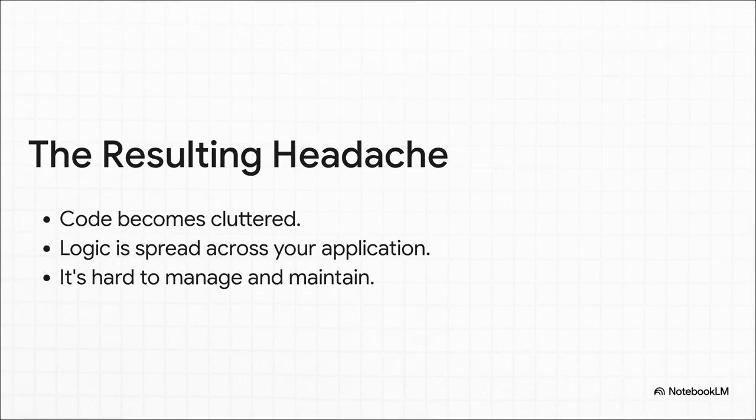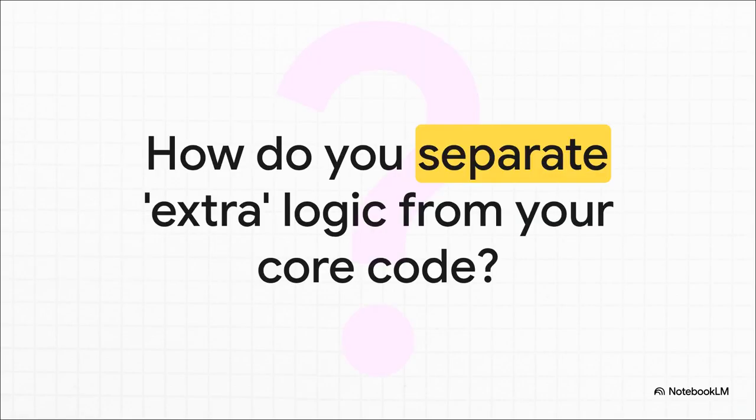Now, when you don't find a good way to manage these concerns, things get messy fast. First, your core business methods get bloated with all this secondary logic. And second, that logic gets scattered all over your code base, making it an absolute nightmare to update or maintain down the line. So the big question is, how do we pull all of that extra stuff out? How can we manage it all in one central place without tangling up our main code?